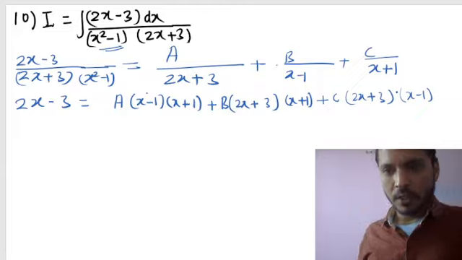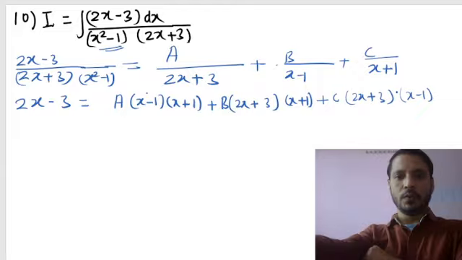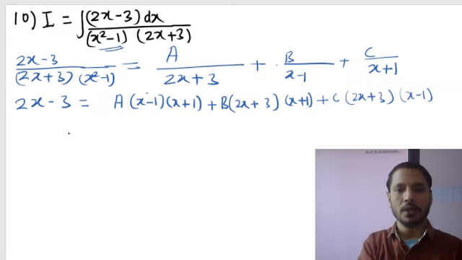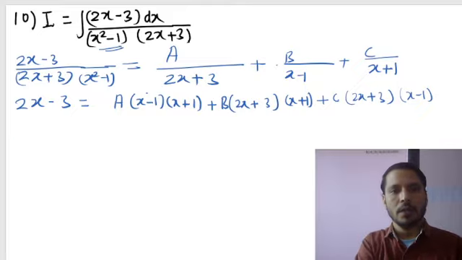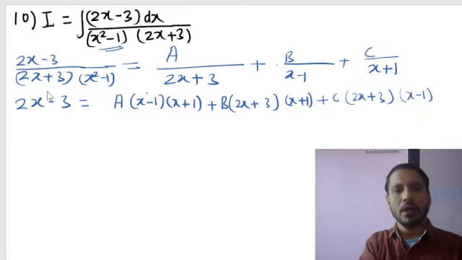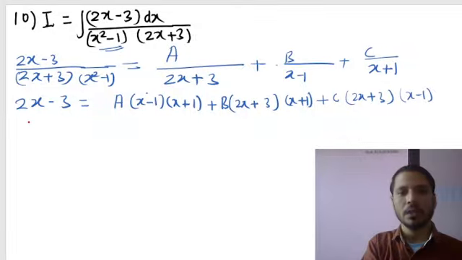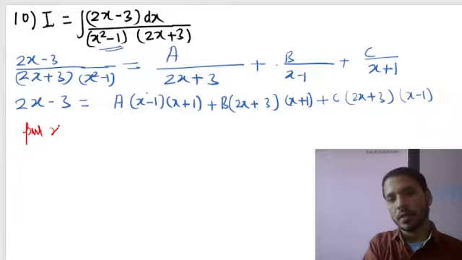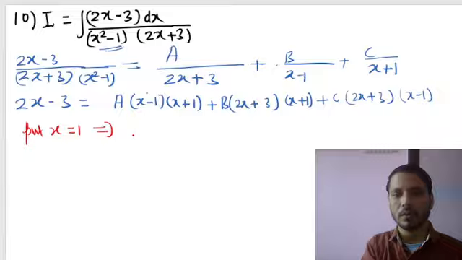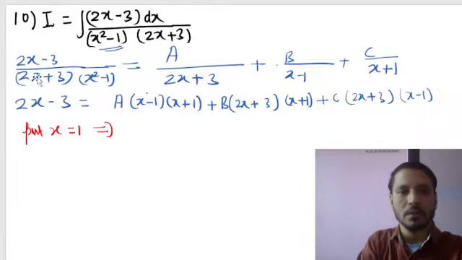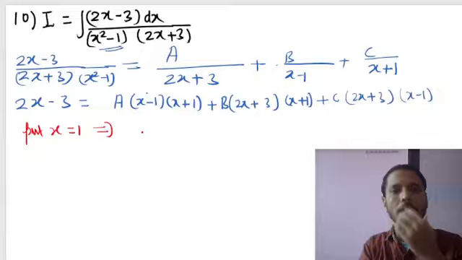Alright, now here we have to find the values of a, b, c. So we'll do the substitutions. We can substitute x equal to plus 1. If we put x equal to 1, this will become minus 1.